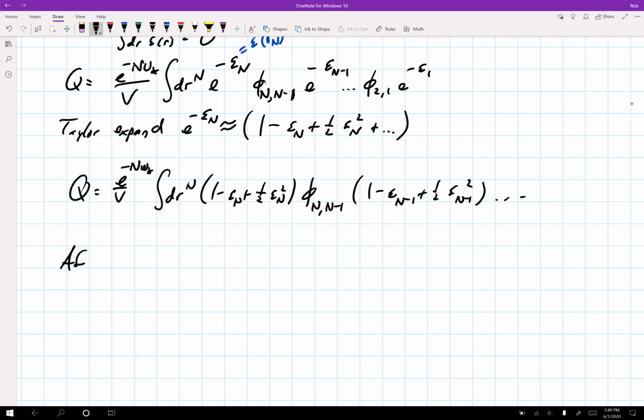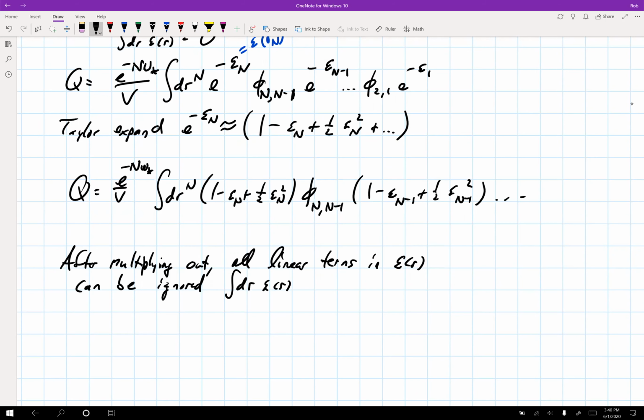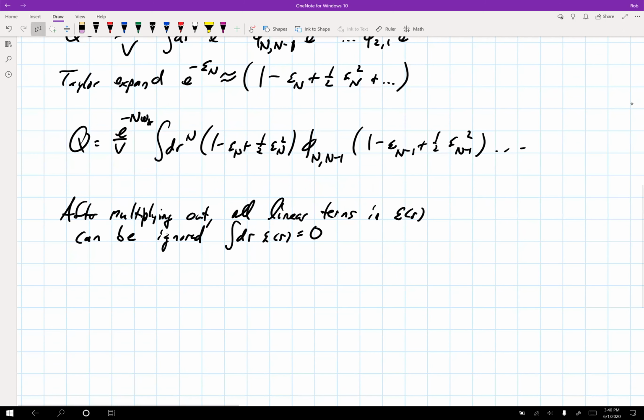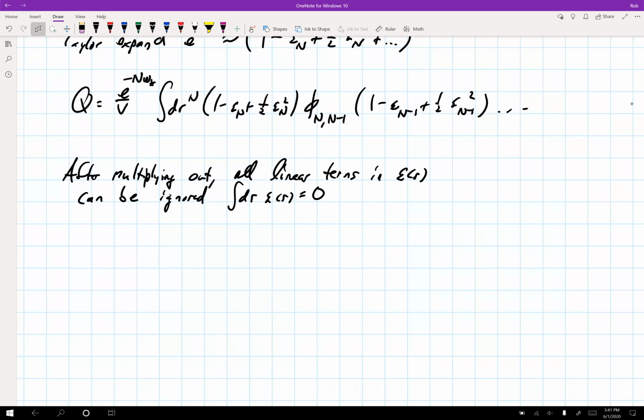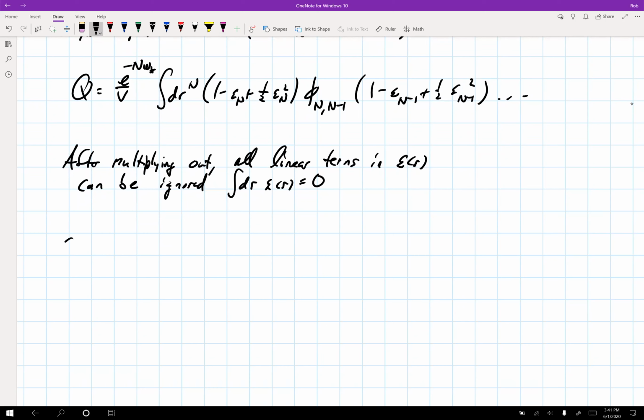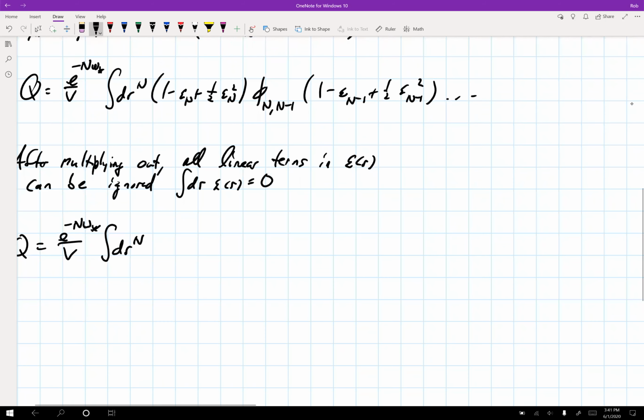So after multiplying out, all of these can just be ignored or dropped because the integral of epsilon of R is going to be 0. But we have to keep these linear terms, though, before we do the multiplying, because we are going to pick up terms that are epsilon n times epsilon n minus 1 from those. And so that's the thing that we have to keep track of. And so if we imagine multiplying this whole tedious thing out, all right, so now we're going to have Q equal to e to the minus N W star over V integral dR to the N. And then I'm going to, again, condense some of my notation.